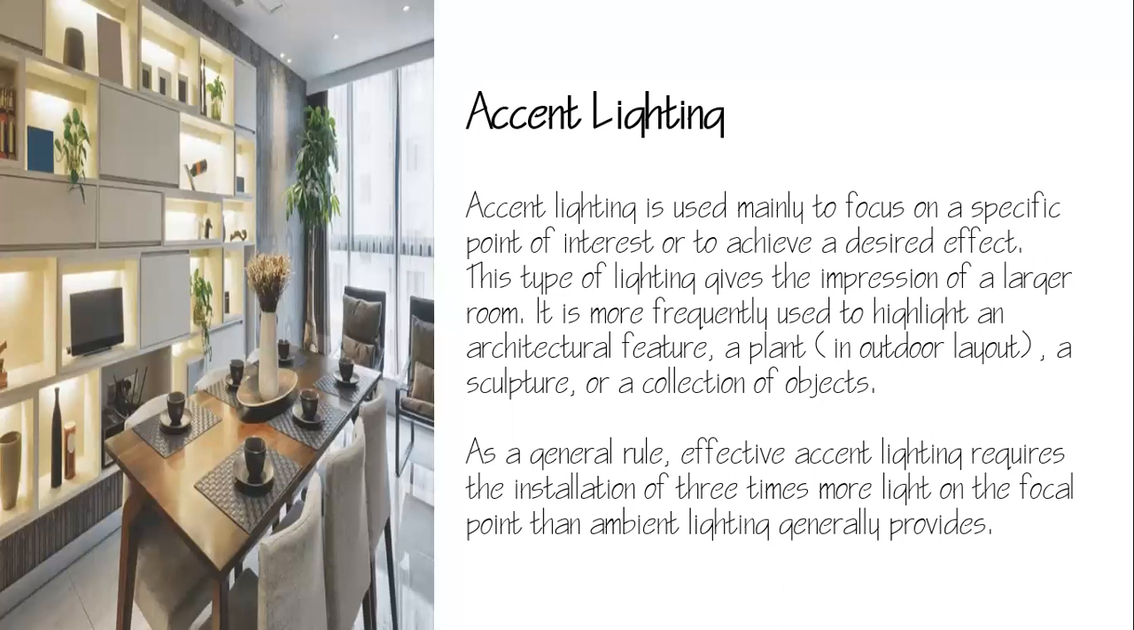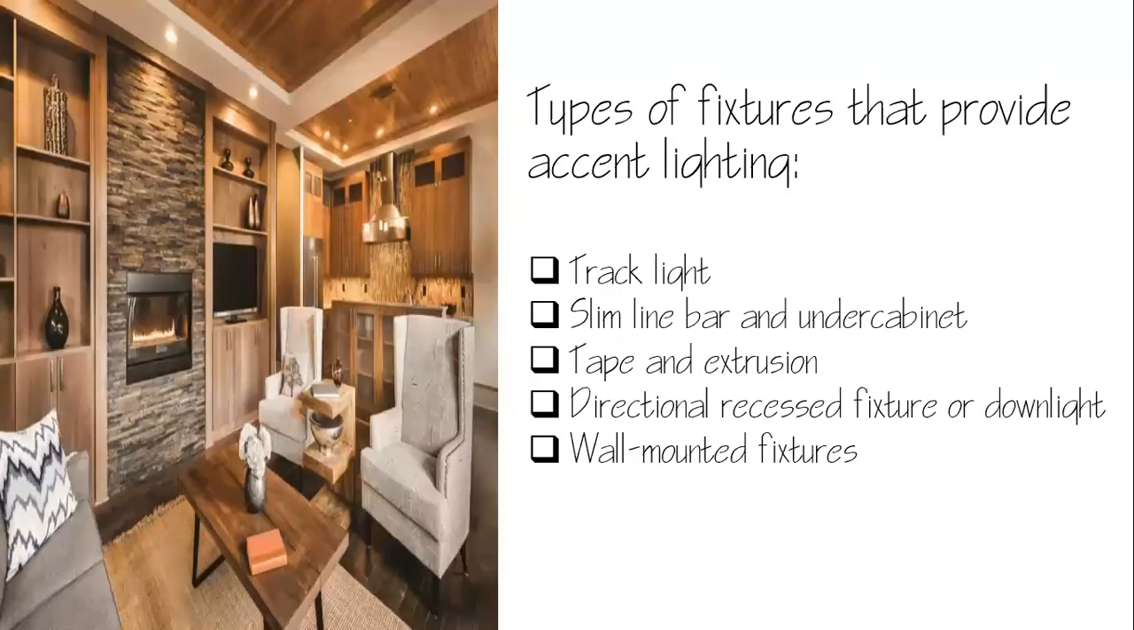As a general rule, effective accent lighting requires the installation of 3 times more light on the focal point than ambient lighting generally provides. So if you have 2 watts on your general lighting, so basically ang imong accent lighting is 3 times more higher than your general lighting provided. So if you have 3 watts on your general lighting, then basically on your accent lighting, you can have 9 watts or more, right? So what are the types of fixtures that provide accent lighting? That's track light, slimline bar, and then your cabinet tape and extrusion, directional recessed fixture or downlight, and the wall-mounted fixtures. So wall-mounted from the word itself, it's mounted on the wall.